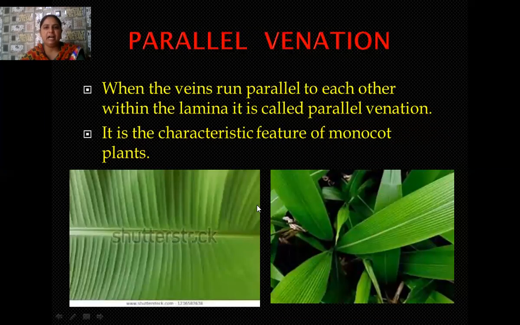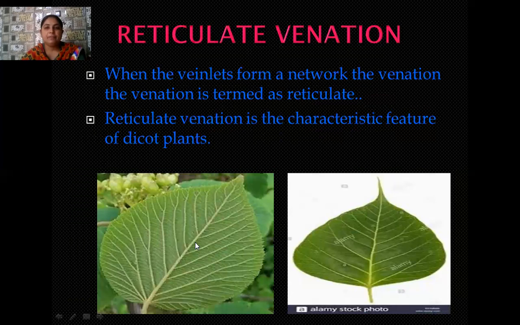Okay, students, see the enlarged view of the parallel venation. When the veins run parallel to each other within the lamina, then this type of venation is known as parallel venation. As I have already told you, this type of venation is the characteristic feature of monocot plants. So here I have shown you the leaf of the banana. In the leaf of banana as well as in the leaf of bamboo, the type of venation present is parallel venation. Okay, next is reticulate venation. So what is reticulate venation? Then the veinlets or veins form a network within the lamina.